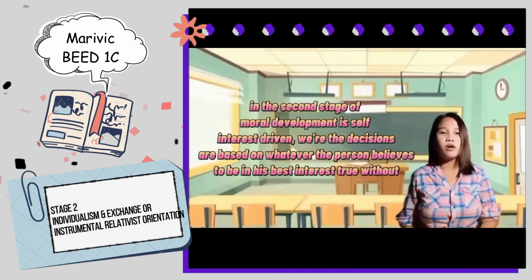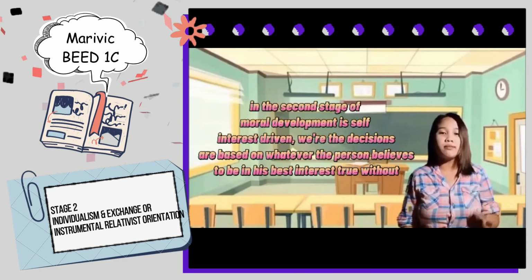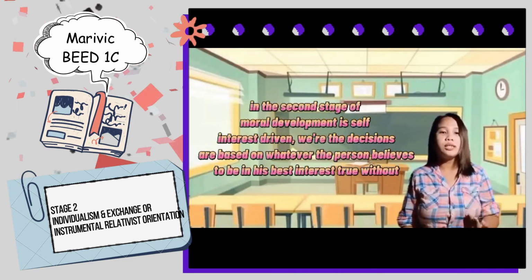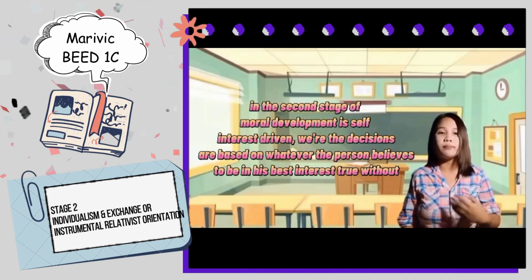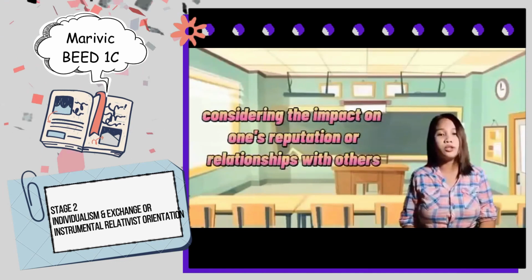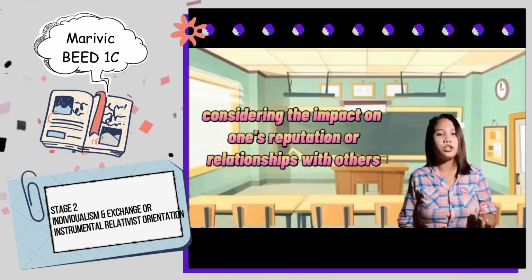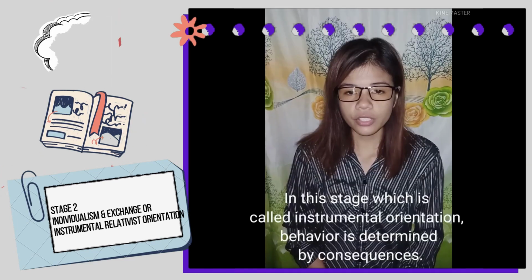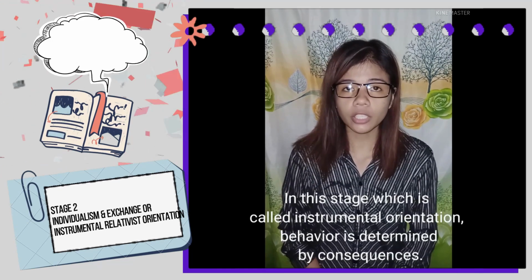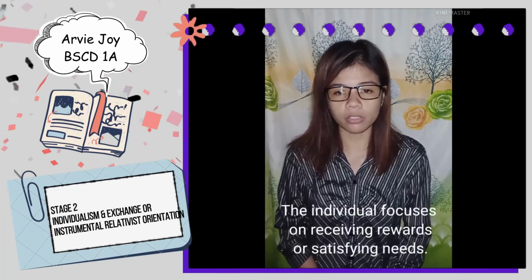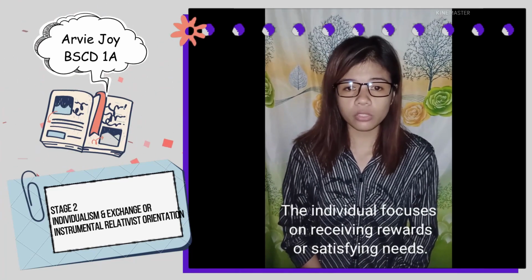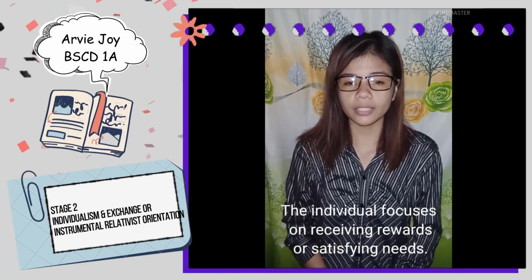The second stage of moral development is self-interest driven, in which decisions are based on whatever the person believes is in his self-interest, without considering the impact on one's reputation or relationships with others. In this stage, which is called instrumental orientation, behavior is determined by consequences. The individual focuses on receiving rewards or satisfying needs.